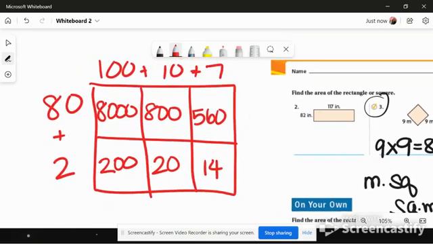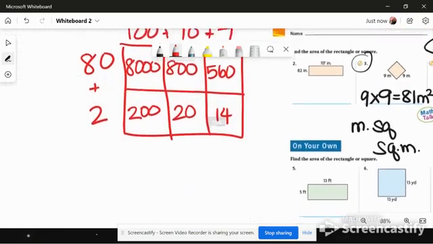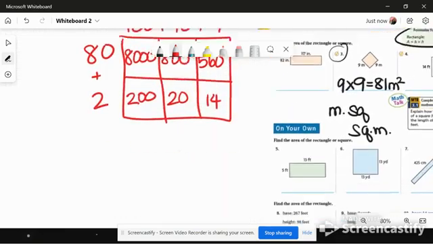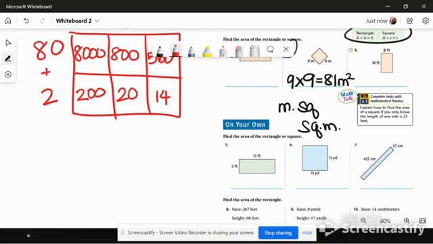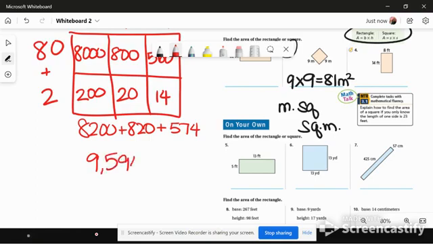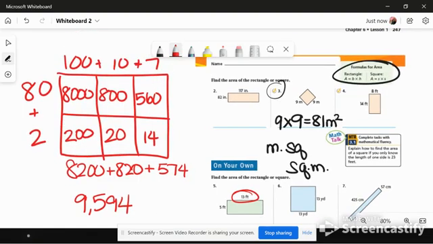Now we're going to take all of those numbers, and we're going to find the sum of these partial products. So let's see, this row, we have 8,200. In this next row, we have 820. In the last row, we have 574. For a grand total of 9,594. Looking at our unit of measurement, up here, inches, 9,594 inches squared.